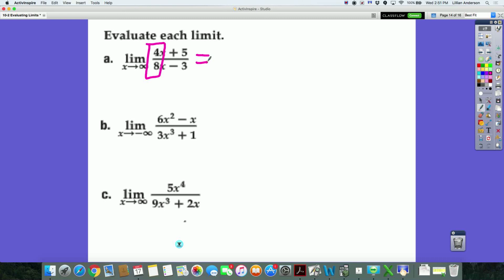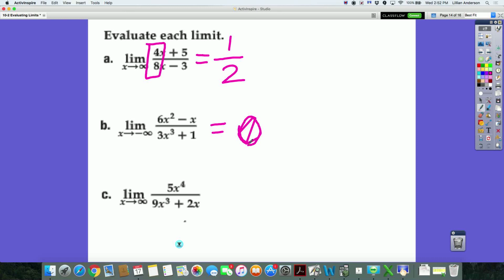It'd be 4 over 8, which is 1 over 2. That's our limit. Look at B. It's approaching. It doesn't matter if it's approaching negative infinity or positive infinity. It doesn't matter. Okay? We still look at the degree. In this one, we see that the denominator is greater. When that happens, it's going to be zero. So far, so good, yeah?